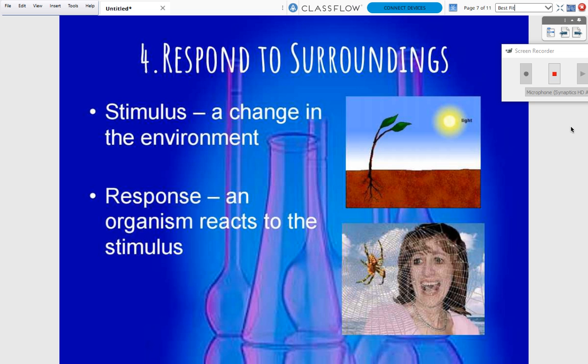You and I, we react and we respond to our environment, like in the picture here of the woman and the spider. She's responding to what she's seeing. But a more common response that I have to my environment every day is when I check the weather to decide, what should I wear to school today? Do I need a raincoat? Do I need a fleece? Should I wear a t-shirt? All of those are my response to the different changes in my environment, specifically the weather.